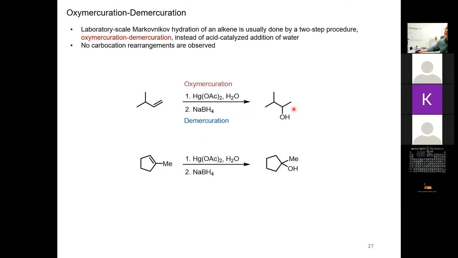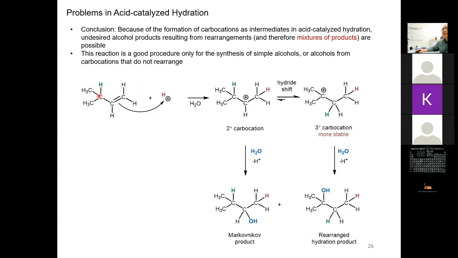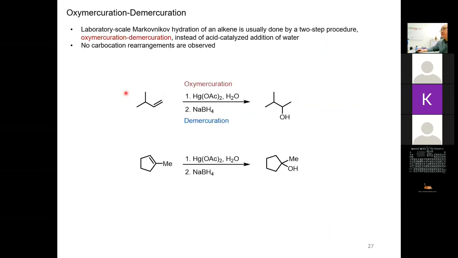And what is the selectivity here? Is this Markovnikov or anti-Markovnikov? So this is the Markovnikov addition product. Okay, and as you can see, this starting material just looks like this. So if we used the acid-catalyzed hydration reaction, we would have a rearranged product, which really complicates the reaction. But for the same starting material, if we use the oxymercuration-demercuration sequence, we don't have the rearranged product. We have a very clean Markovnikov addition product.